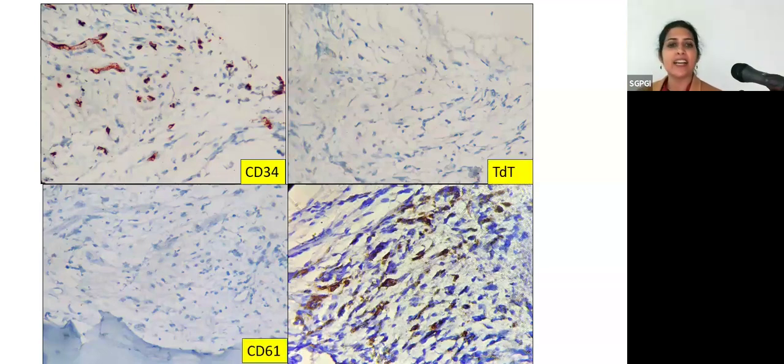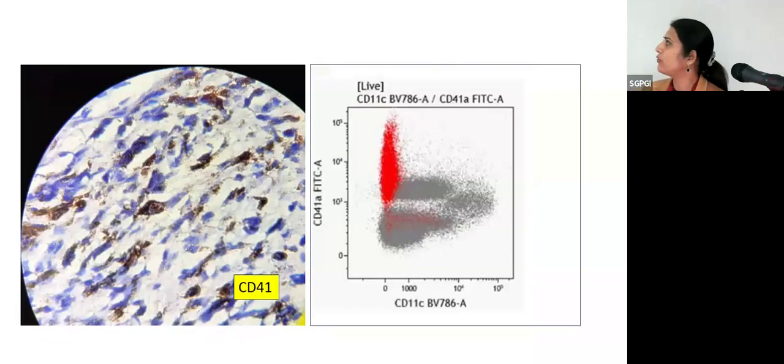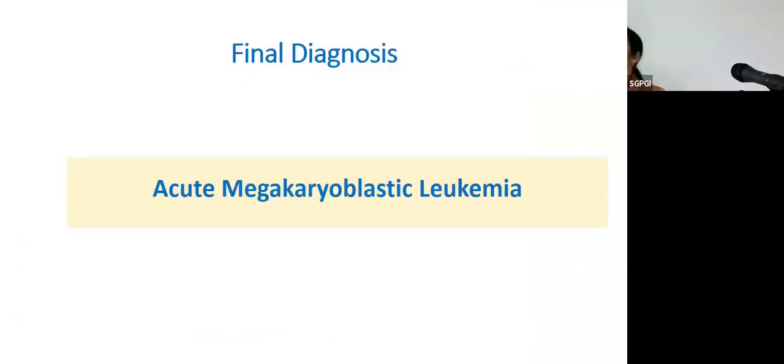This is TdT, negative. CD61 is a megakaryocytic lineage marker. CD61 is, I would say, an infidelity marker. Sometimes it will come positive, sometimes it won't. But yes, CD41 was positive. Okay. So yes, CD41 was positive and another flow tube was put. We saw the blasts were expressing CD41. So the diagnosis was acute megakaryoblastic leukemia, right?